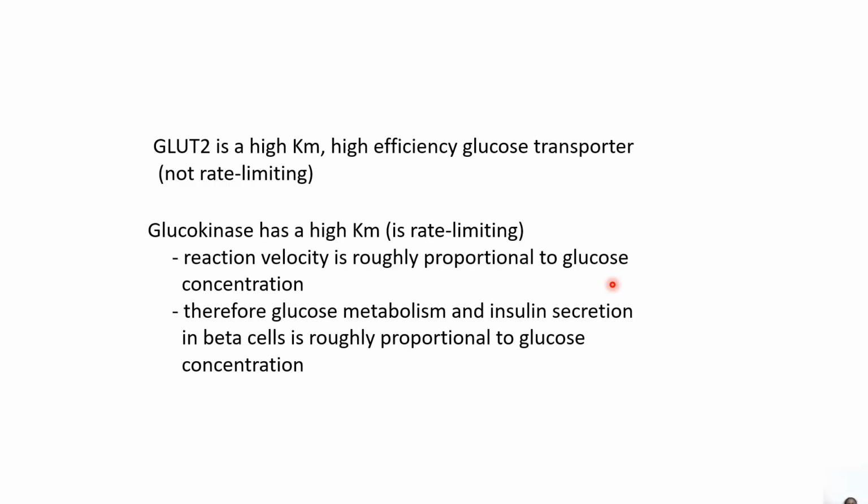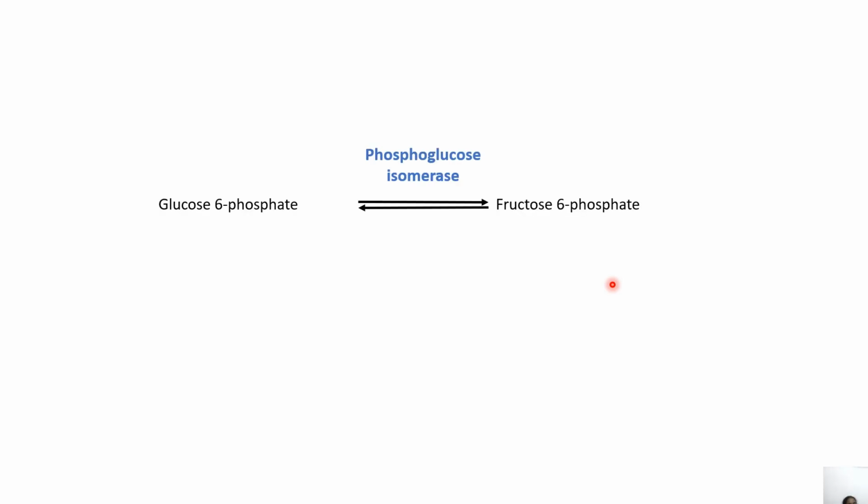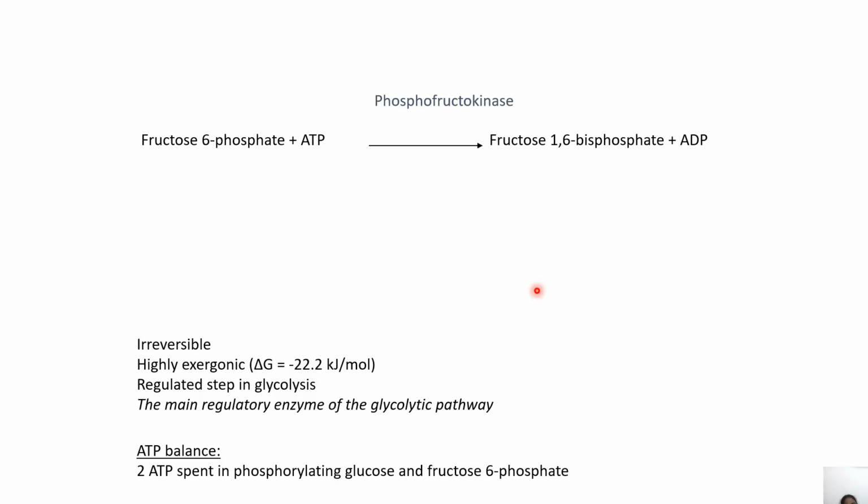Now glucokinase has a high Km and is rate limiting. Reaction velocity is roughly proportional to glucose concentration. Therefore, glucose metabolism and insulin secretion in beta cells is roughly proportional to glucose concentration. Now then the glucose 6 phosphate will get converted to fructose 6 phosphate, right? So that is done by phosphoglucose isomerase.